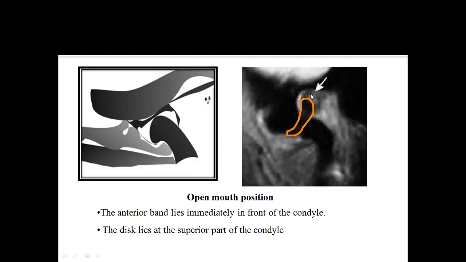In this MR image, you can appreciate very clearly. Here, this is the anterior band. The intermediate band is here, and this will be the posterior band. Here you can see this is the head of the condyle. This anterior band is in front of the head of the condyle. Since this is in front, the disc will have moved posteriorly. The disc will be moved superior to the head of the condyle.